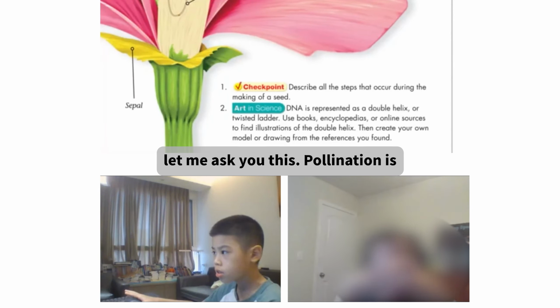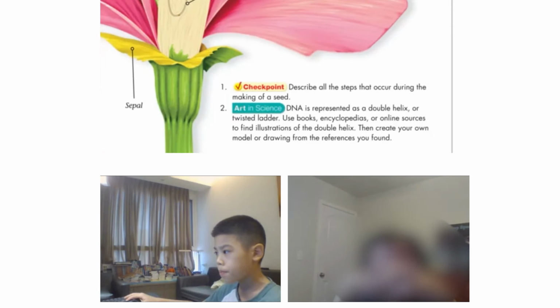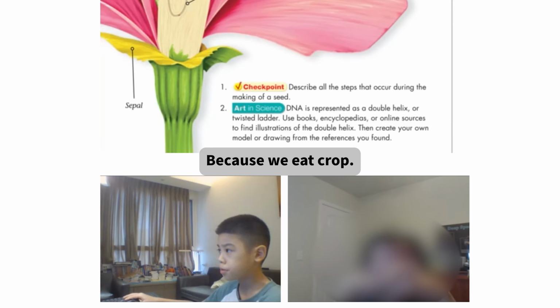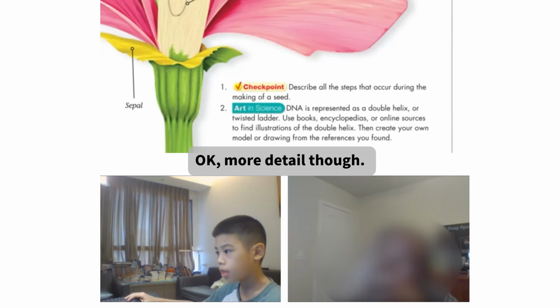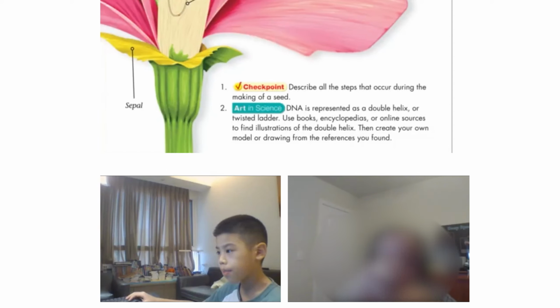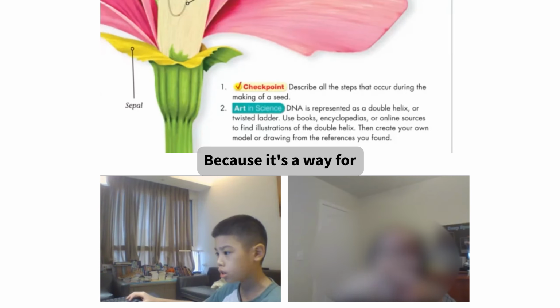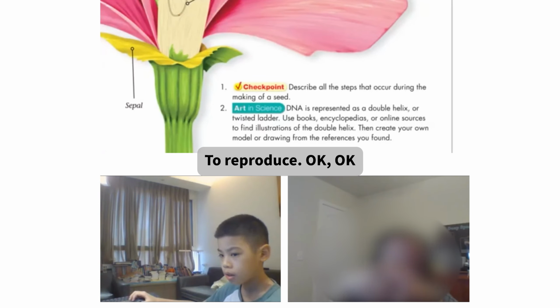But let me ask you this. Pollination is important to our food supply. Why? Because we eat plants. Okay, more detailed though. Why is pollination important? Because it's the way for plants to reproduce. To reproduce, okay.